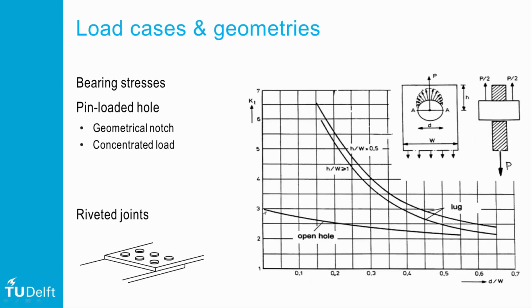The Haywood equation for open hole describes that the KT of 3 decays to a lower value if the width becomes smaller. But if I now apply a pin and I load the hole, then the stress concentration factor will be higher, simply because the load that I introduce by bearing is passing by near the notch root and increasing the stress concentration factor significantly. The same diameter, the same width, different load conditions, it gives a different stress concentration factor.